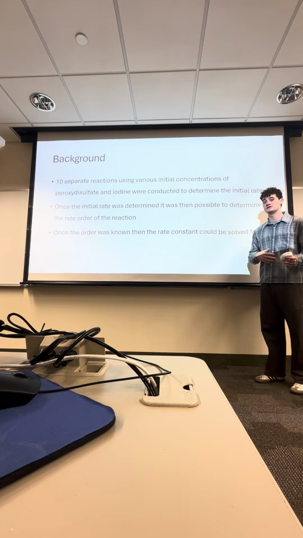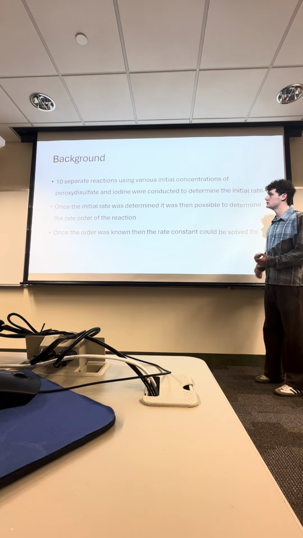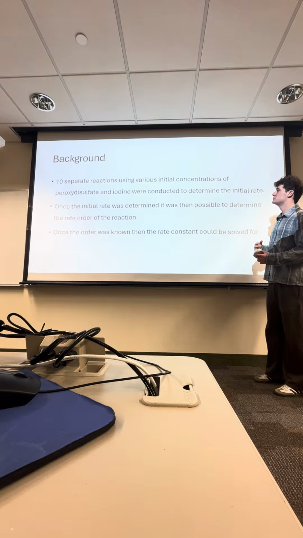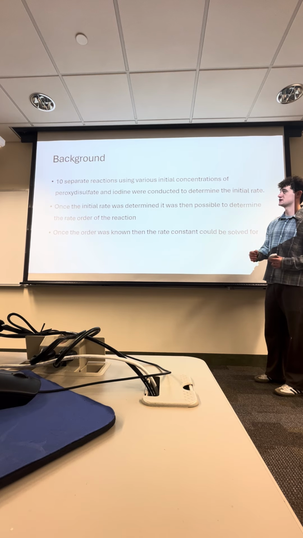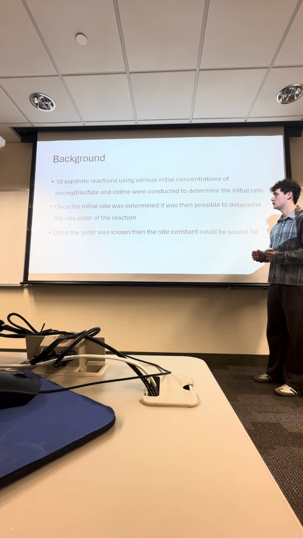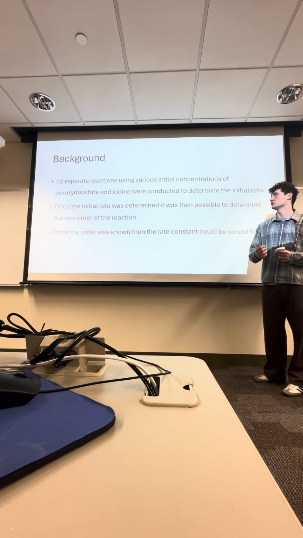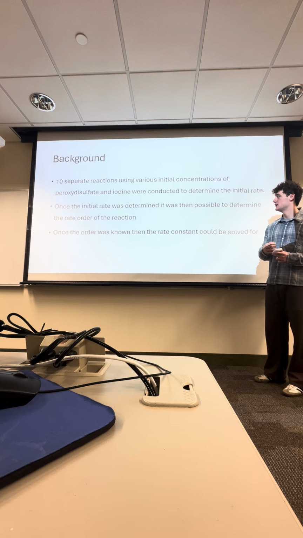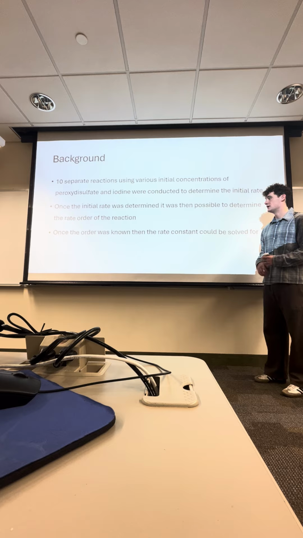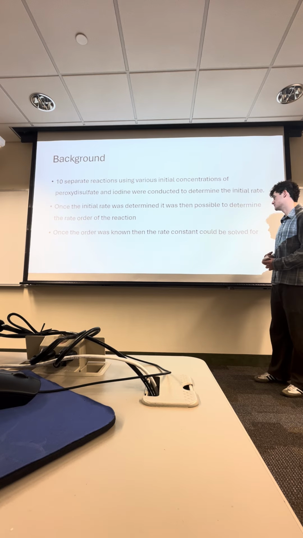So some background on what this experiment actually is. So 10 separate reactions using various initial concentrations of peroxide disulfate and iodine were conducted to determine the initial rate. Once the initial rate was determined, it was then possible to determine the rate order of the reaction. And then once the rate order was known, then the rate constant could be solved for.